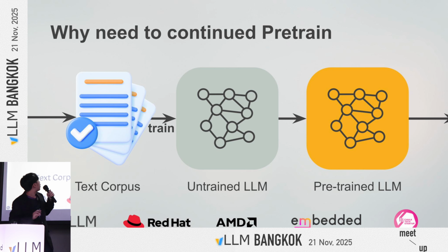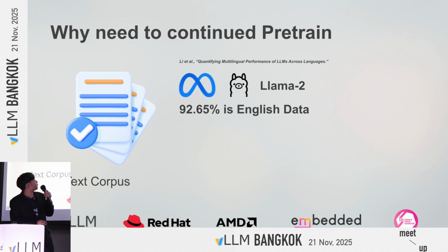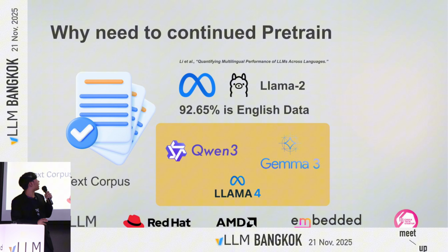Okay, as you know, the pretraining stage needs a huge amount of data. But how do you know which language you train with in the text corpus? I found a paper that estimates the language data, which shows that more than 90% is English data on Llama 2. But to be fair, newer models have more languages than that.